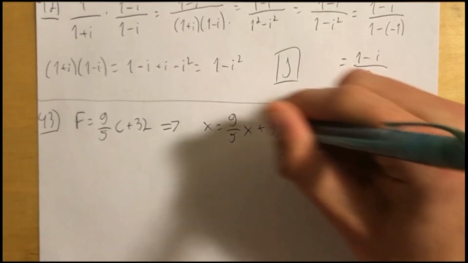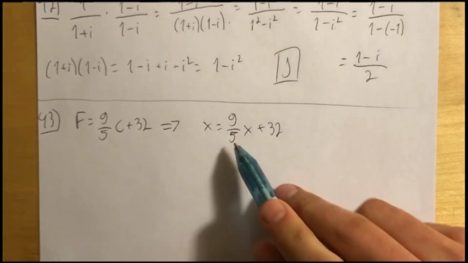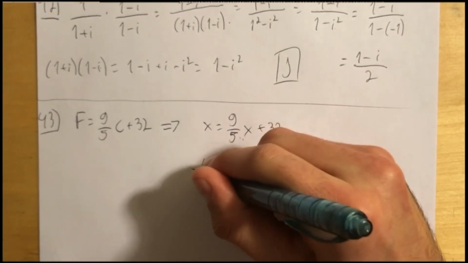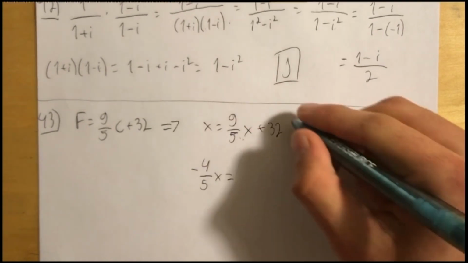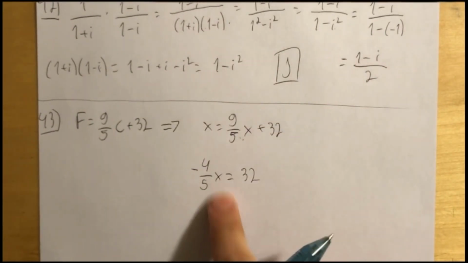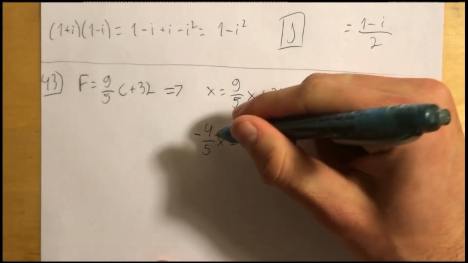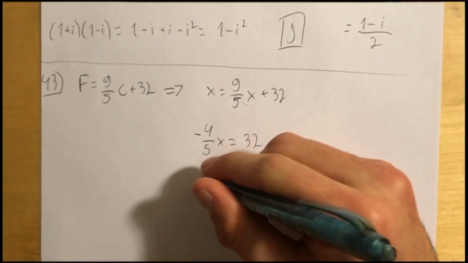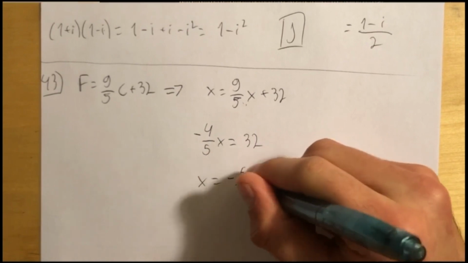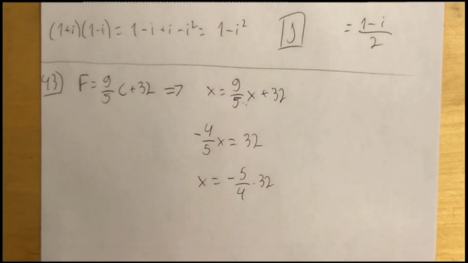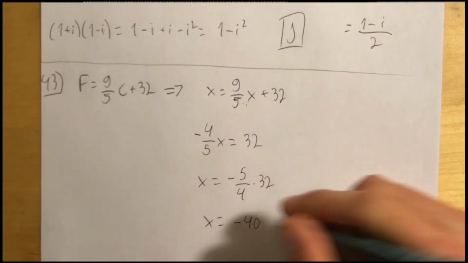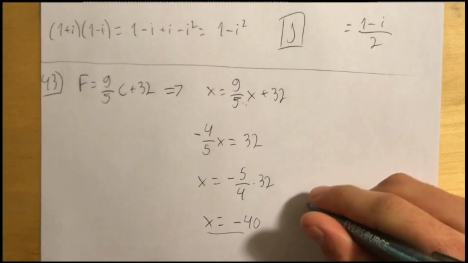9/5 x plus 32. Then we subtract 9/5 x from both sides, so we get -4/5 x equals 32. We want to get x alone on this side, so we multiply both sides by -5/4. So here we get x equals -5/4 times 32. Therefore, x equals -40. So then we get B.